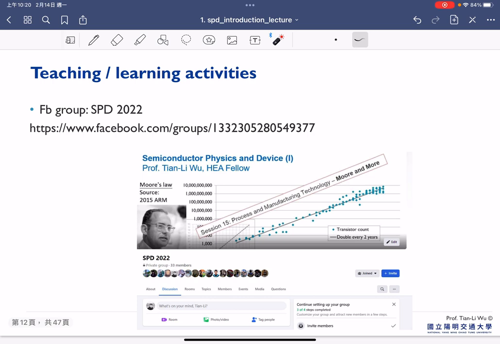Also, for very instantaneous communication and more efficient correspondence, I request everyone to join this Facebook group. This Facebook group is mainly created for this class. It's called SPD 2022. Because the E3 platform is actually not very convenient if we have certain urgent things we want to inform you about.